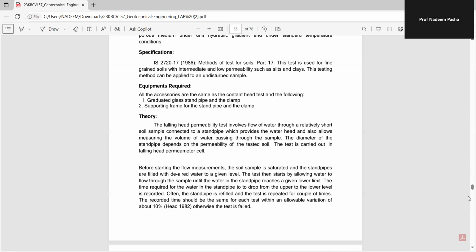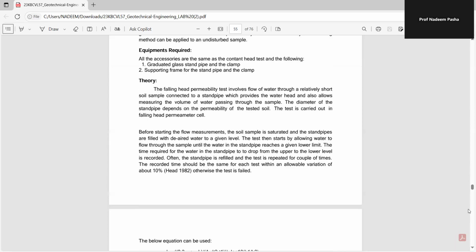Falling head permeability test. Equipment required: all the accessories are the same as the constant head test, and the following: a graduated glass standpipe and clamp, and a supporting frame for the standpipe and clamp.